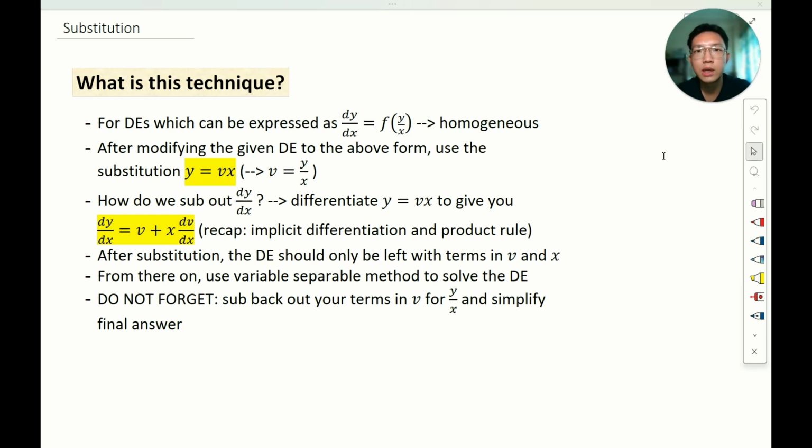Secondly, dy/dx, how are we going to sub that out with this new substitution? We are going to differentiate y equals vx in terms of x to give us dy/dx equals v plus x dv/dx. So a bit of recap on the implicit differentiation skills. How do you differentiate vx in terms of x using a bit of product rule as well?